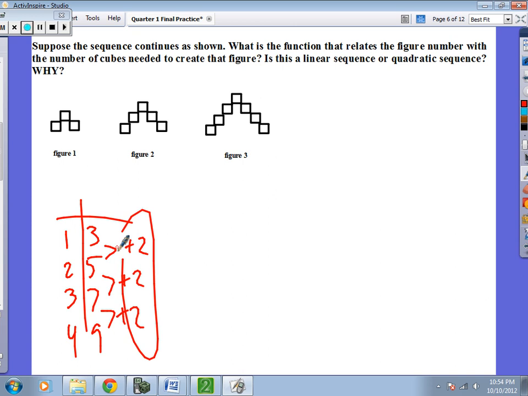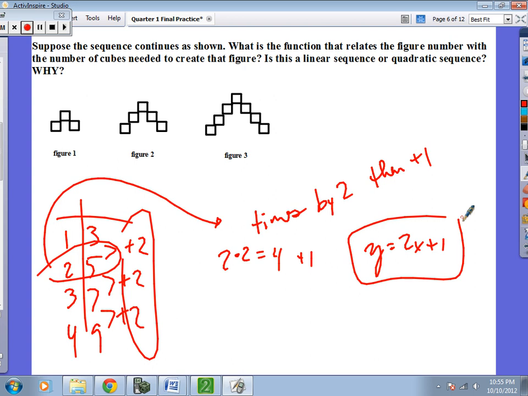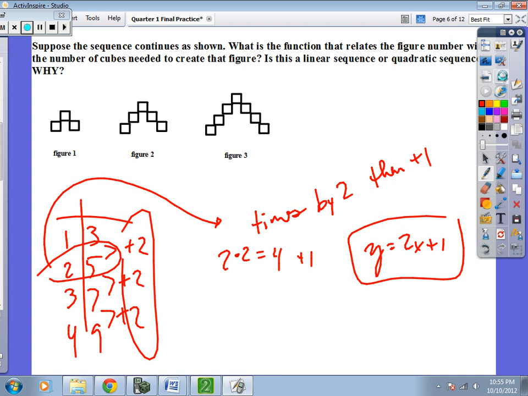So now I'm going to times by my change, and now we just have to finish the rule off. So let's test a point. If you're going to times by 2, let's test this pair right here. Let's test 2 and 5. So 2 times 2 gives me a 4. I need to end up at 5, so plus 1. So times by 2, then plus 1. So y equals 2x plus 1. Test it with 3. 2 times 3 is 6, plus 1 is 7. Done.